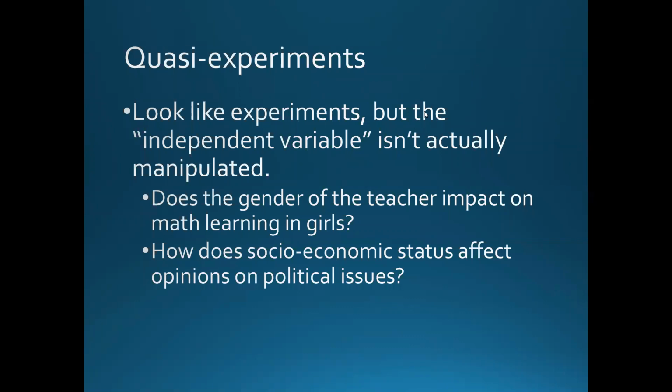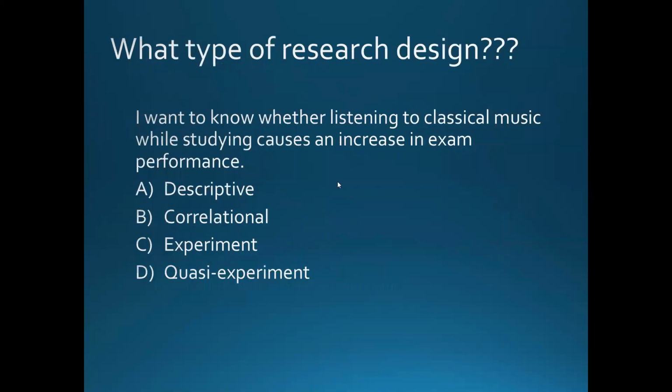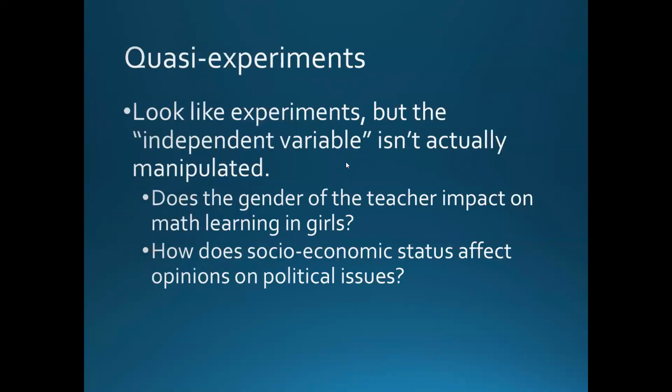Can I manipulate childhood adversity? No, right? I can't say you 50 get a bad childhood, you 50 get a good childhood. I'll see you in 10 years and assess you later. You can't do that. So yeah, a quasi-experiment looks like an experiment, but you can't manipulate that IV.